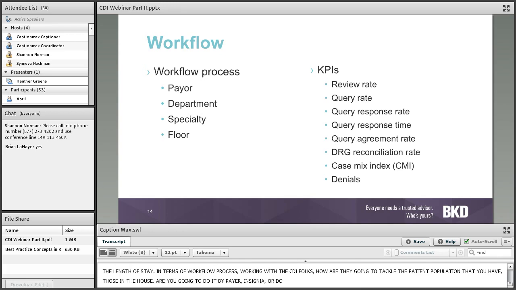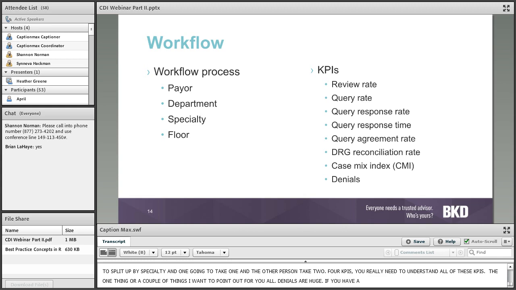In terms of workflow process, when you're working with your CDI folks, how are they going to tackle the patient population that you have, those that are in the house? Are you going to do it by payer? Are you going to do Medicare, Blue Cross Blue Shield, and Cigna? Or do you want to do it by department, ortho and neuro? Are you going to split it by specialty or by floor? Is one CDI person going to take floor 1 and then the other person take floor 2?